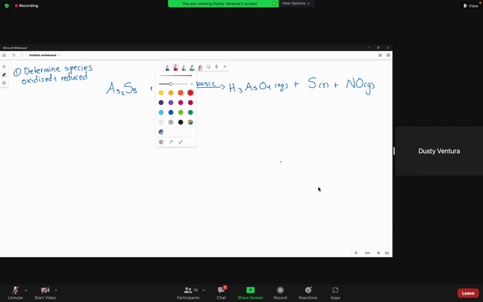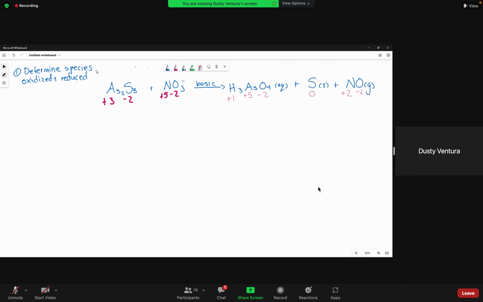So first you have to figure out the oxidation state of everybody. Nitrogen is +5, oxygen's -2, sulfur's -2, and arsenic is +3. You have to know how to figure that out. Hydrogen's +1, oxygen's -2, As is now +5, sulfur's 0 now. Now nitrogen over here is +2 and oxygen's -2. That's got to be quick for you because, of course, it is a timed exam.